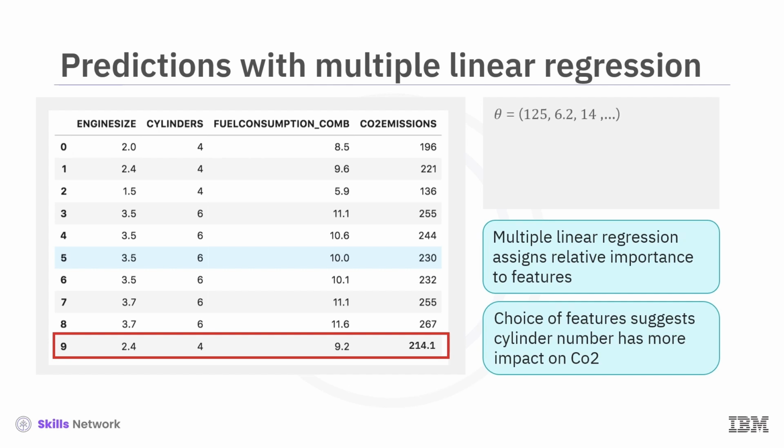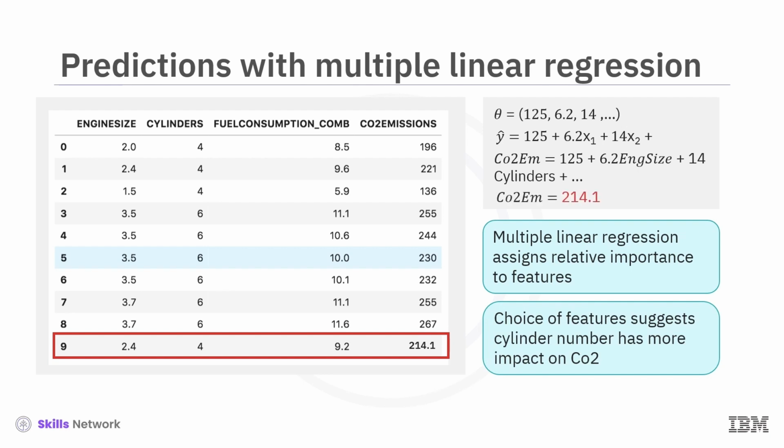For example, let's use theta 0 equals 125, theta 1 equals 6.2, theta 2 equals 14, and so on. If we map these values to our data set, we can rewrite the linear model as CO2 emission equals 125 plus 6.2 multiplied by engine size plus 14 multiplied by cylinder, and so on. Now, let's plug in the 9th row and calculate the CO2 emissions for a car with a 2.4-liter engine. So CO2 emission equals 125 plus 6.2 times 2.4 plus 14 times 4, and so on. We can predict the CO2 emission for this specific car will be 214.1.